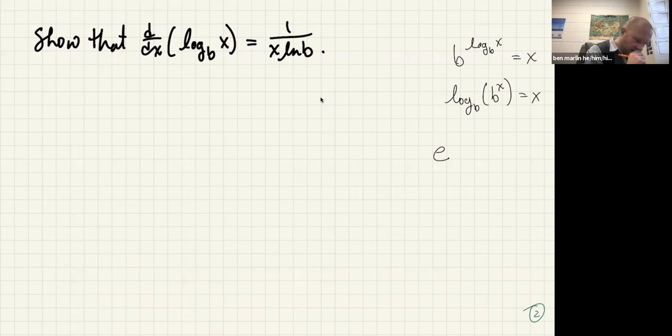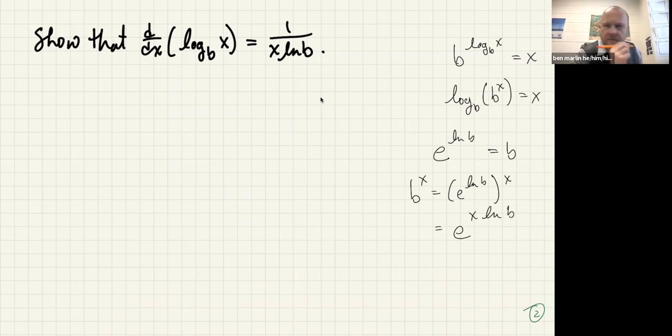e to the ln b is going to be b, right? So if we've got b to the x, we can rewrite that as e to the ln b to the x. And so we have e to the x ln of b. Okay, keep that in mind. It will crop up later on there.